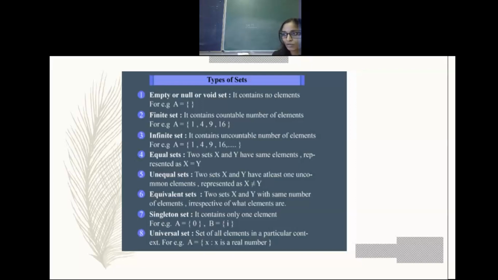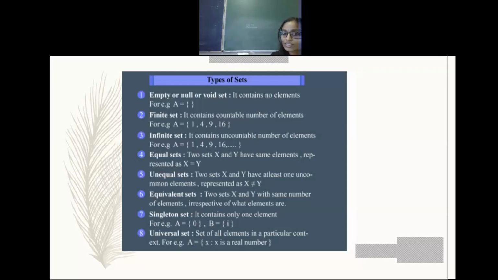Equivalent sets. Suppose I have my set x with the elements defined by elements 1, 2 and 3 and another set y as A, B and C. I can call these two sets as equivalent sets because they have the same number of elements. X also has the same number of elements, which is 3. Y also has the same number of elements, which is 3. And hence these two sets can be called as equivalent set.